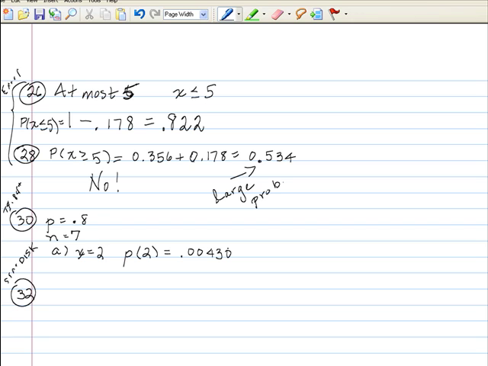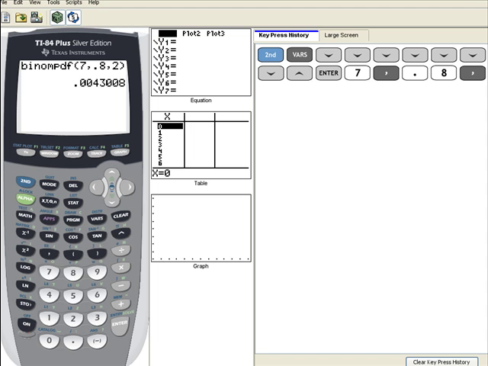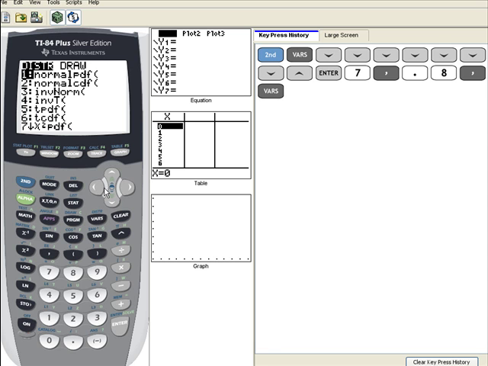Alright, part B, find the probability that exactly one of the selected adults watches Prime TV live. The only difference is now x is 1. So I want to go back to the calculator. And again, I want second vars, and we're going to use exactly the same one.